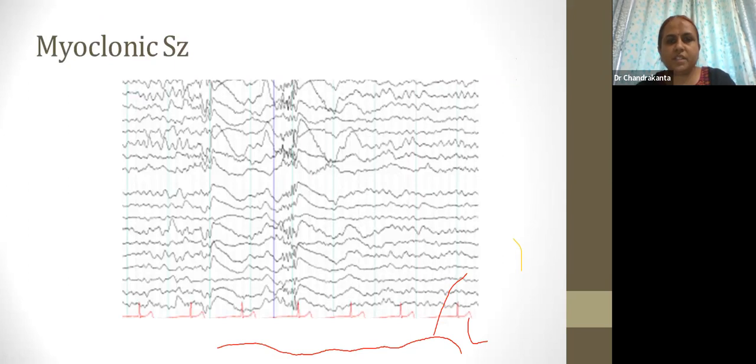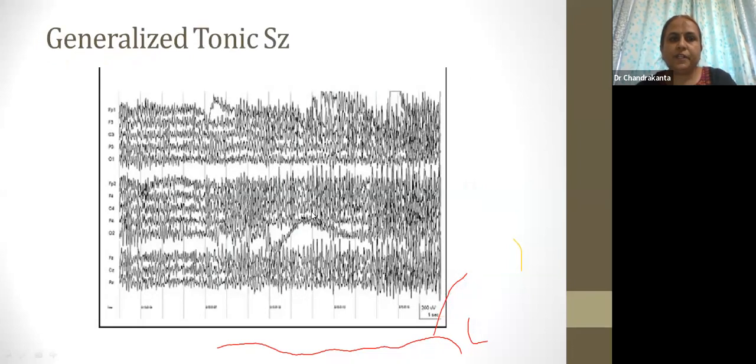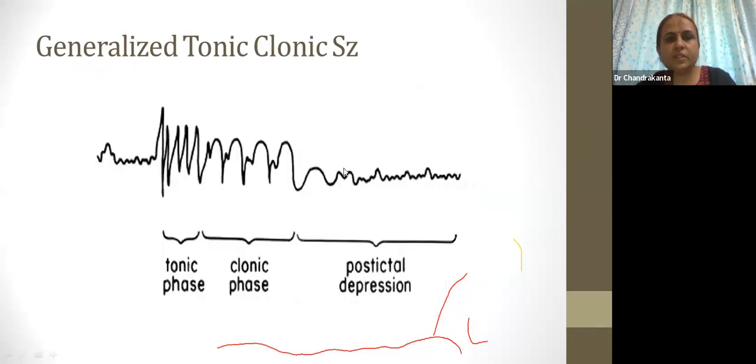In myoclonic seizure, we get a polyspike and wave pattern. So you can see the polyspike and wave pattern. If it is a case of generalized tonic seizure, we often get fast high voltage beta activity like this. In a case of generalized tonic-clonic seizure, at the onset of seizure, during the tonic phase, we have frequent spikes. During the clonic phase, it is relatively slower. We get a spike wave pattern.